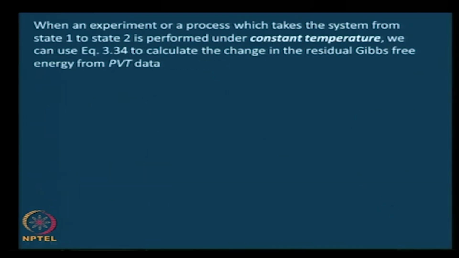Now, when an experiment or a process takes the system, let us say from state 1 to state 2, and let us say that this is performed under constant temperature. Okay, we are imposing the condition of constant temperature for this process. In such a case, we can use equation 334, which is essentially an equation where the partial derivative is taken and the temperature is held constant. Let us take a look at that.